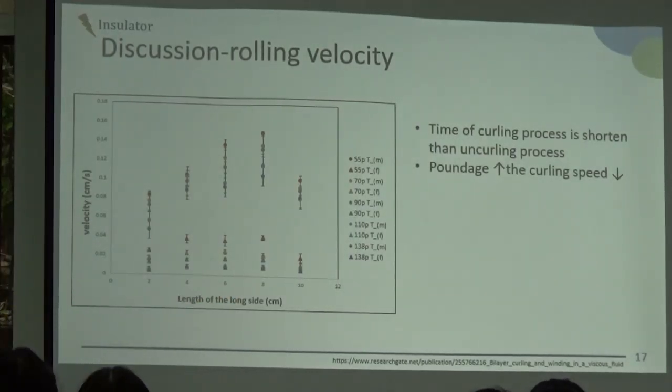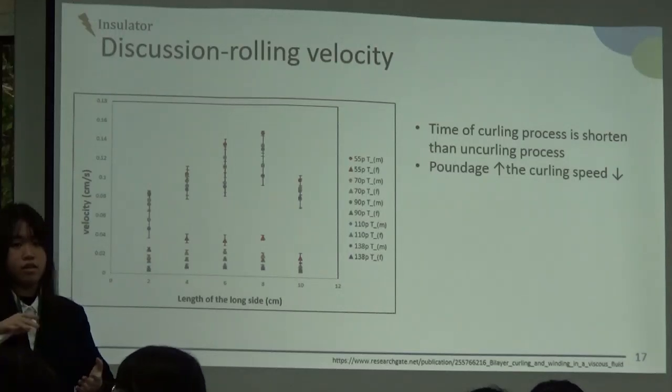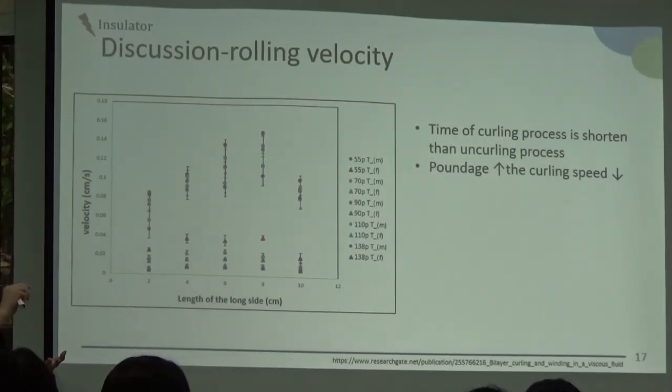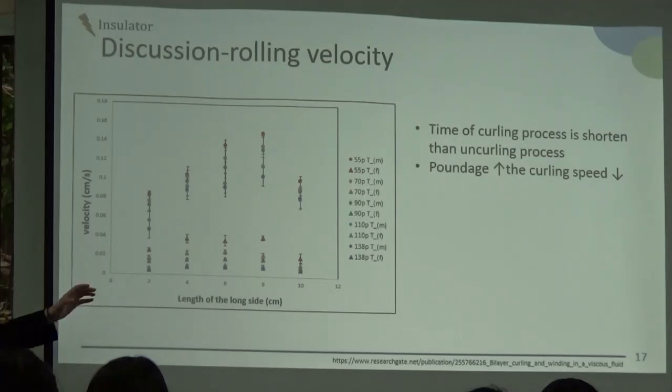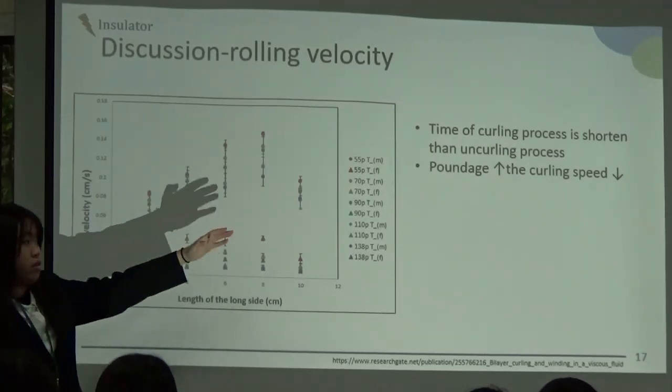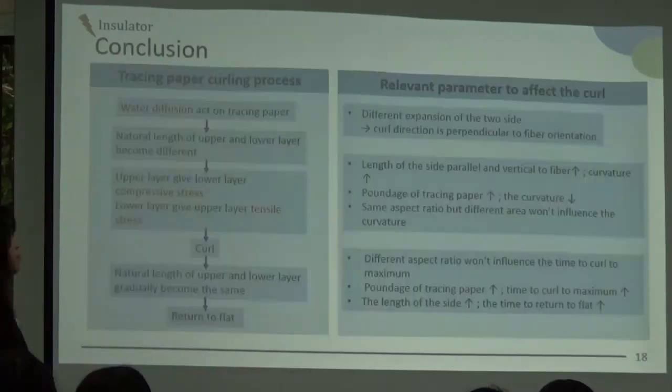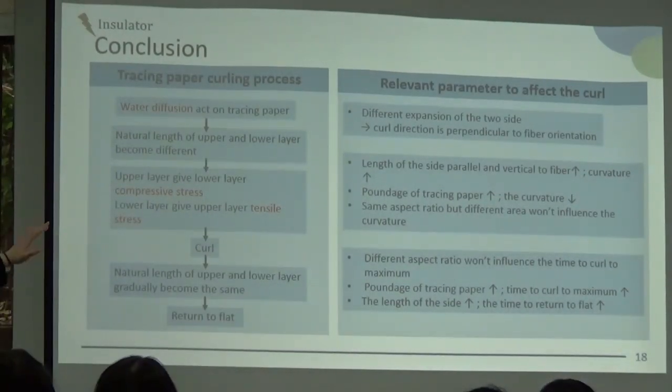My opinion is that if the poundage decreases, the thickness of the tracing paper will decrease, so it will need more force to bend it. That is why when the poundage decreases, the curling speed will decrease. And here comes my conclusion.